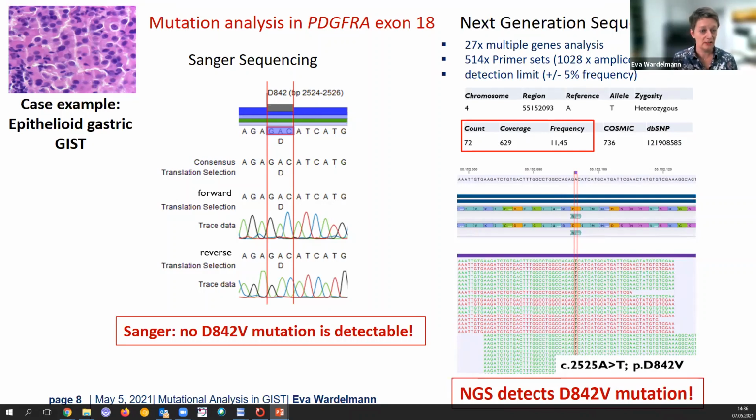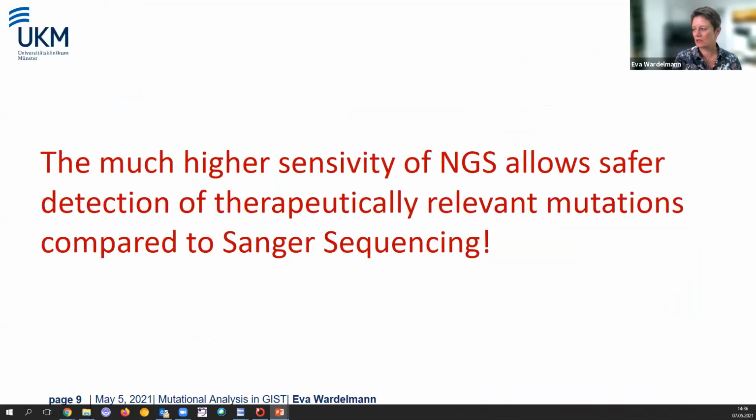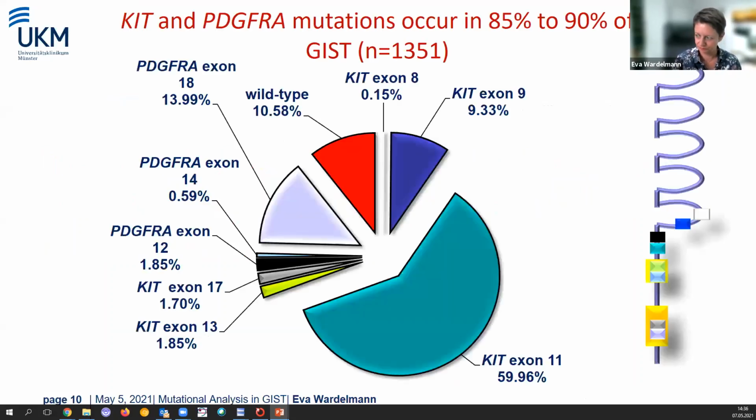So this explains, if we look back, why the patient didn't respond to the treatment. And this was a methodology problem because of the lower sensitivity of the historic Sanger sequencing. So higher sensitivity of NGS allows safer detection of relevant mutations as compared to Sanger sequencing.